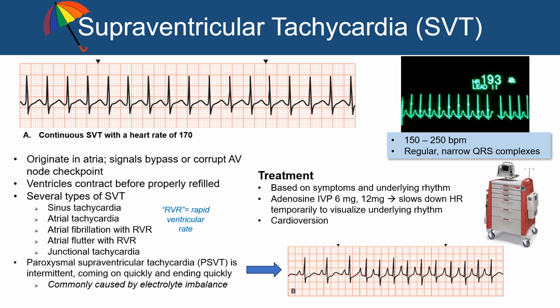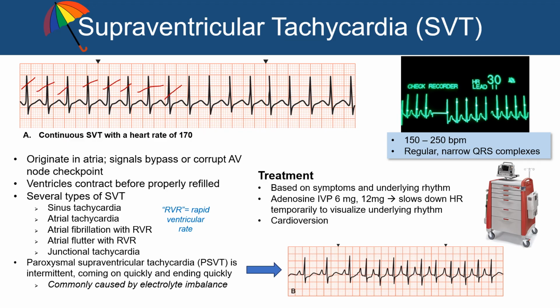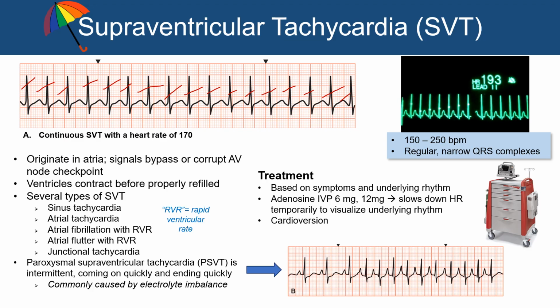So let's look at our 6-second strip here. You can see that it looks like sinus rhythm. They have narrow QRS complexes and there's a lot of them. And in this SVT, the P wave kind of disappears. It doesn't mean that it's not there, but the rate is so fast we can't see it. So let's count it. 1, 2, 3, 4, 5, 6, 7, 8, 9, 10, 11, 12, 13, 14, 15, 16, 17. So 17 times 10 on the 6-second strip is going to be a heart rate of 170. And this is considered continuous SVT with a heart rate of 170.